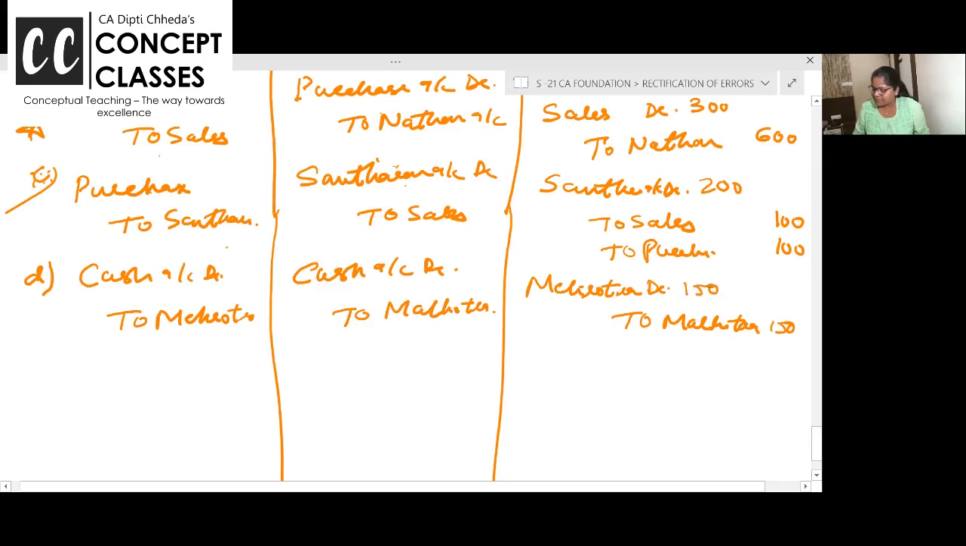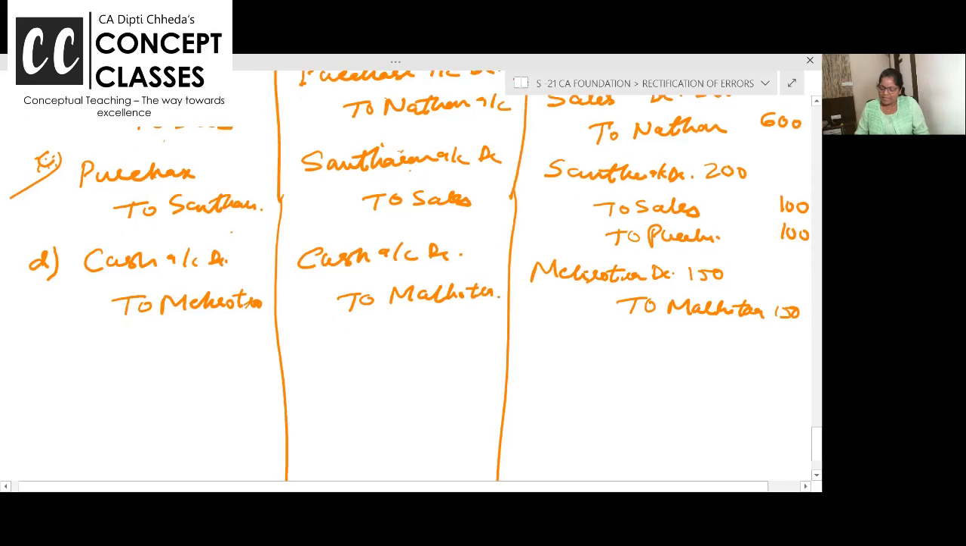Mehrotra debit. Malhotra credit because you have received the cash and not credited. Wrongly some other ledger is credited. To nullify that, debit that ledger. Mehrotra. Nice.